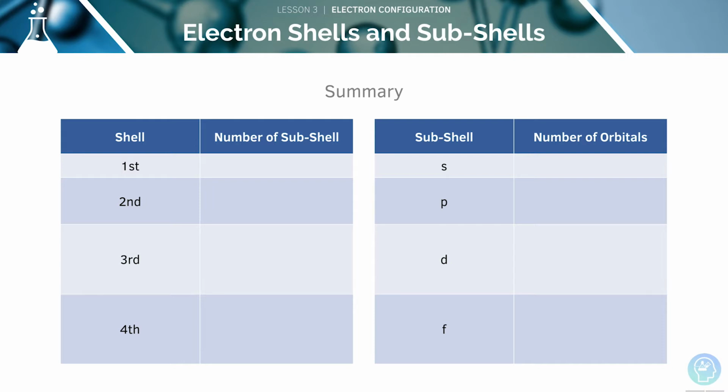We're now going to quickly summarise what we've just covered. In our first shell, we'll have 1 subshell. In our second shell, we'll have 2. In our third, we'll have 3. In our fourth, we'll have 4. Now let's look at the number of orbitals in each subshell. In our s subshell, we'll have 1. In our p subshell, we'll have 3 orbitals, whilst in d we will have 5, and in f we will have 7. These 2 tables will be very handy in your revision, so make a quick note of them now before we move on.